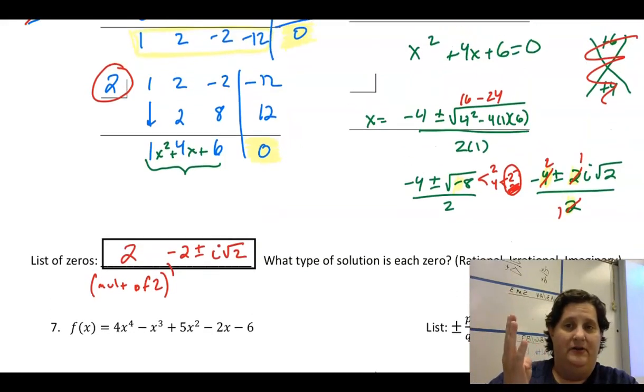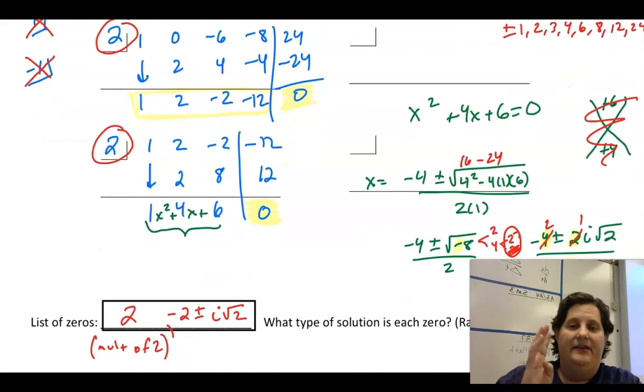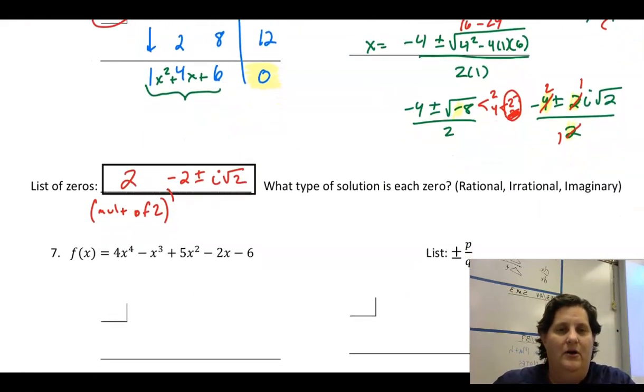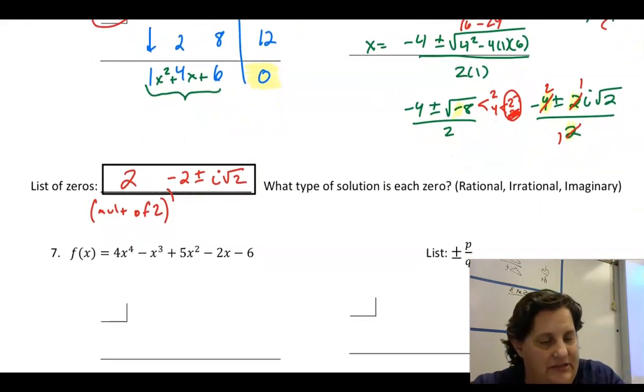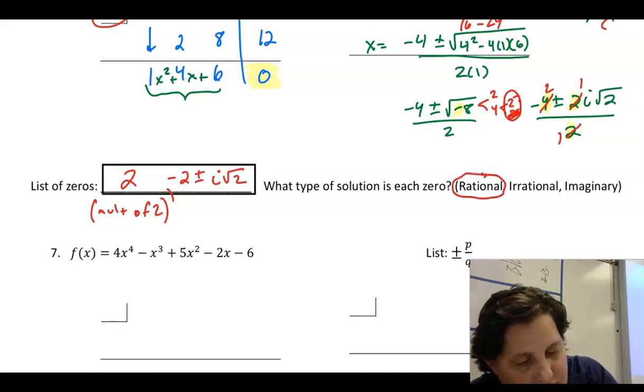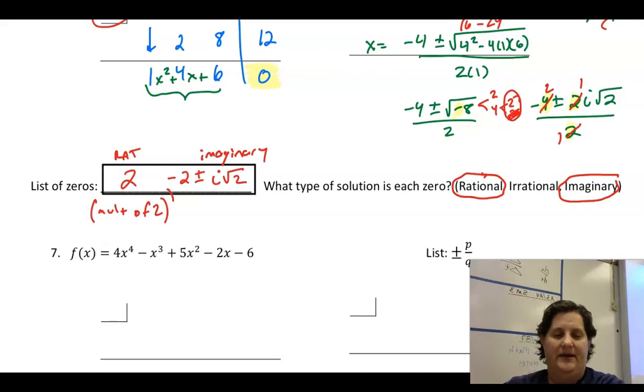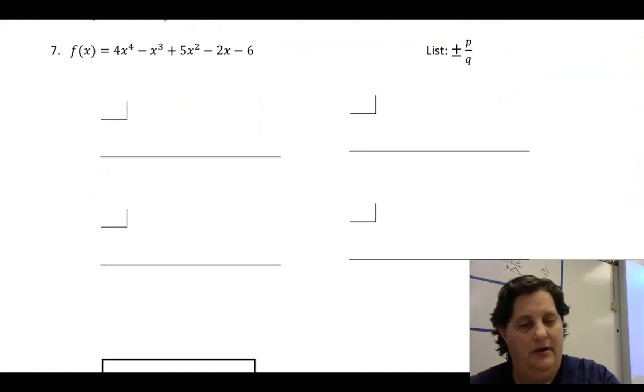Okay, I have 4 answers now, you guys. It was an x to the 4th, so I have to have 4: 2, 2, and then the plus or minus i, right? So it's a total of 4. What type of solution is each zero? Well, look, I have some rational solutions right here, and I have imaginary solutions. All right, so those are the different types. So I have 2 rational, 2 imaginary. I have 4 total solutions. Okay? All right, cool. Last one.